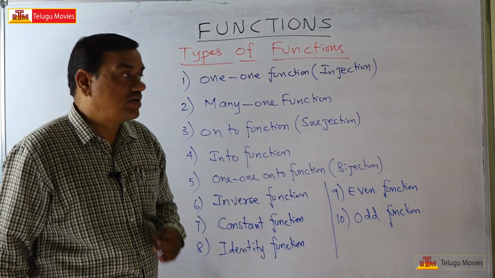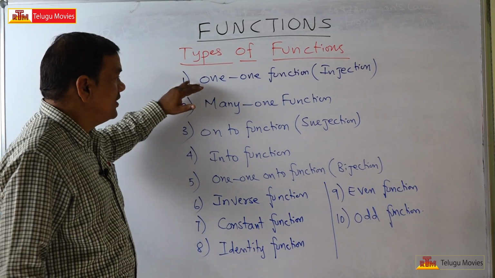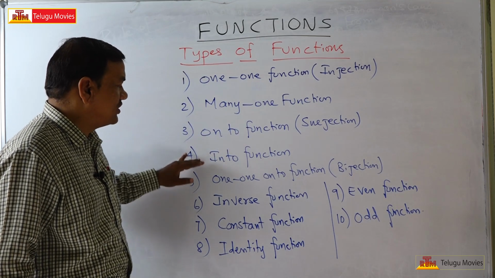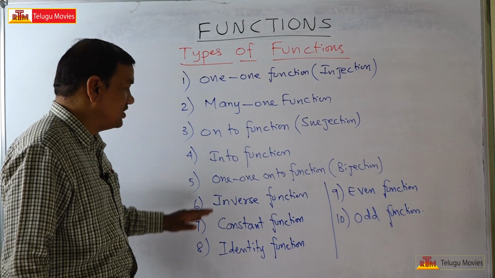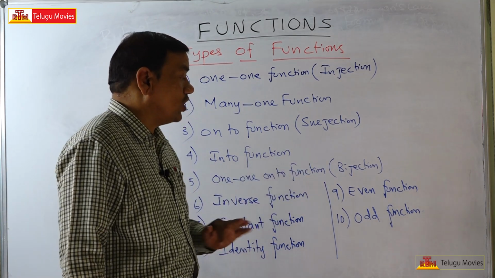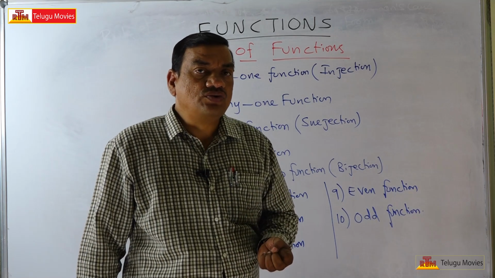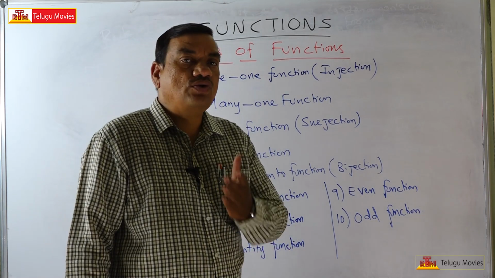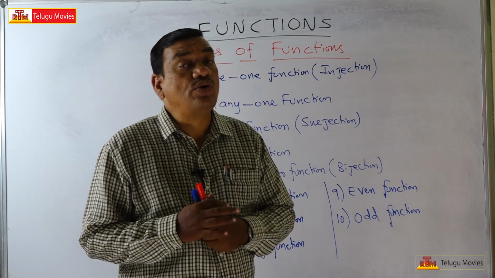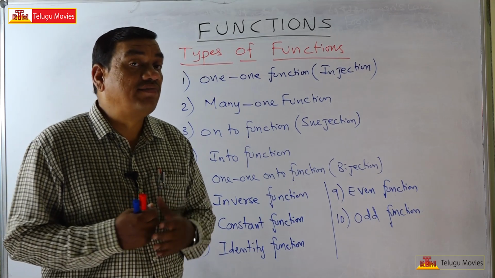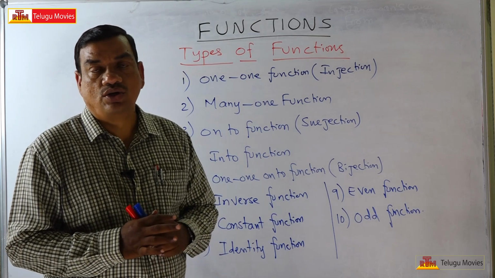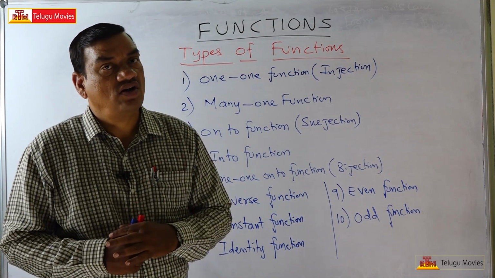So, the various types of functions are: one-one function or injection, many-one function, onto function, into function, one-one onto function, inverse function, constant function, identity function, even function, odd function. Generally, whatever materials you have, you will get the definitions of these. But I am trying to explain these functions in a different way. Maximum I will go for a graphical approach. So let us start our class.